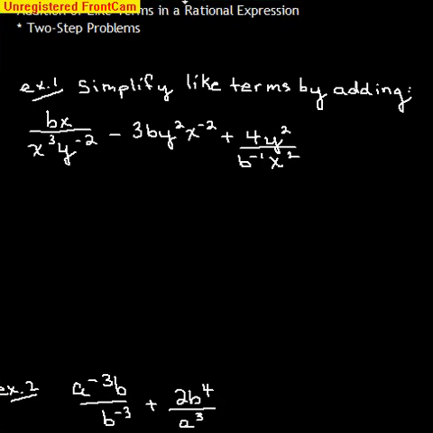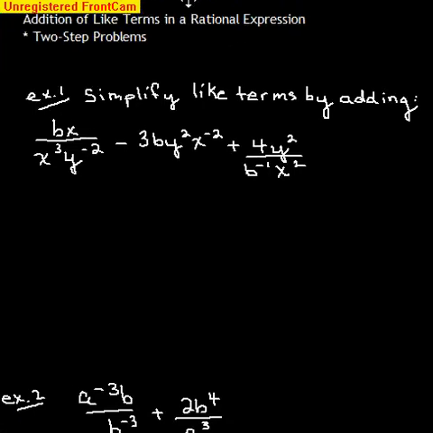Alright, this is, I don't think I wrote what lesson it is here. We're doing lesson 40, actually it's lesson 41, addition of like terms in a rational expression and two-step problems. So this is lesson 41. We're just moving through this book.